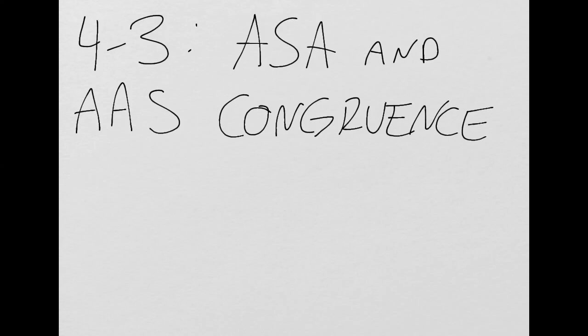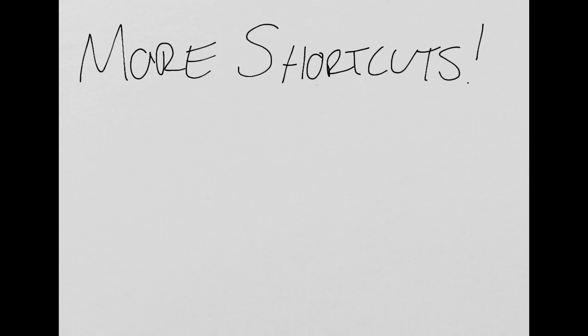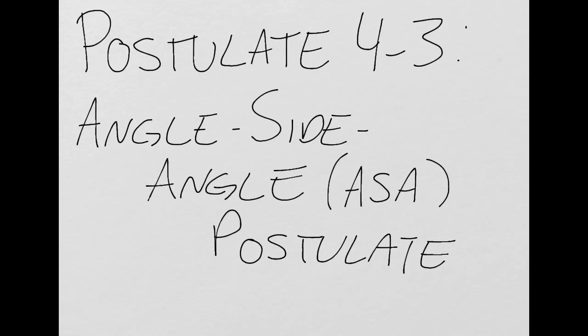This is section 4-3, ASA and AAS Congruence, and we'll talk about what those letters mean in just a second. So this is a section on more shortcuts for proving triangle congruence. Let's start off with postulate 4-3. This is the angle side angle, or ASA postulate.